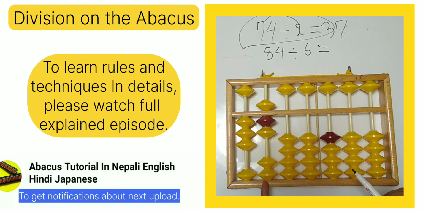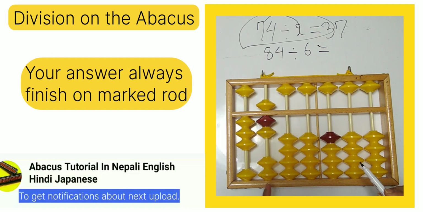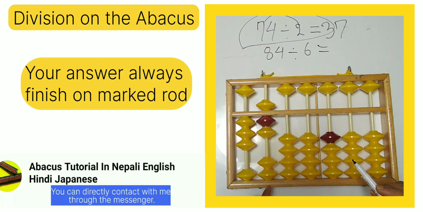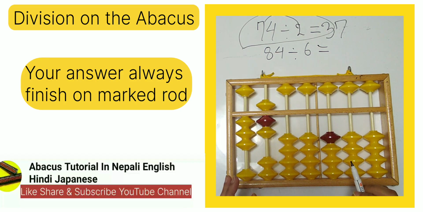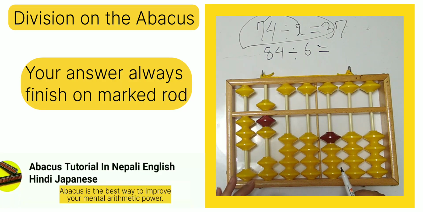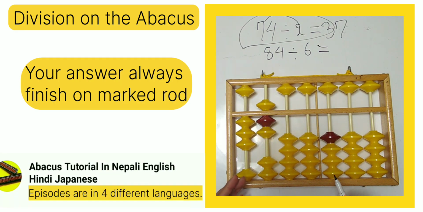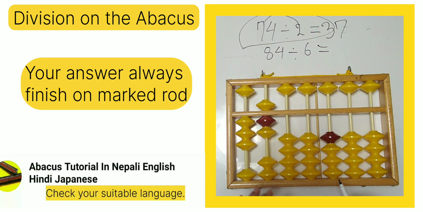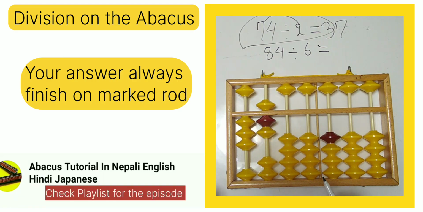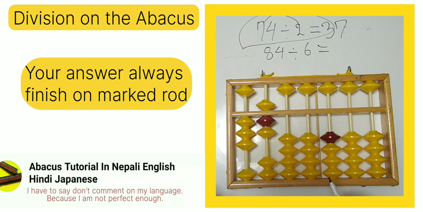This is our marked rod, and our answer ends on the marked rod. It doesn't matter how long a division you are doing, if you take place correctly and if you put your answer on the correct rod, your answer will always finish on the marked rod. To learn how to take place and how to put your answer on the Abacus, you have to watch the basic rules of division episode, full episode.